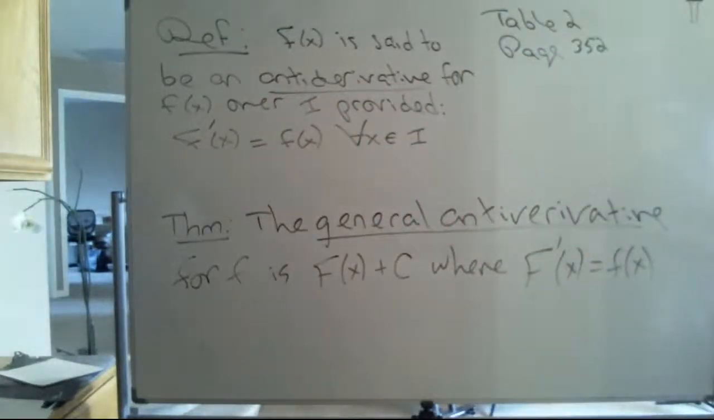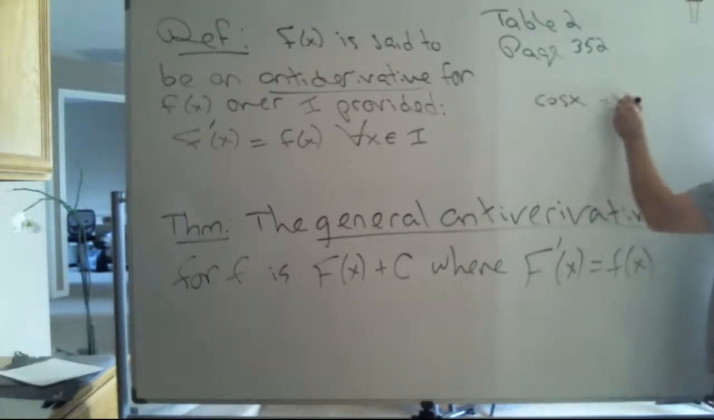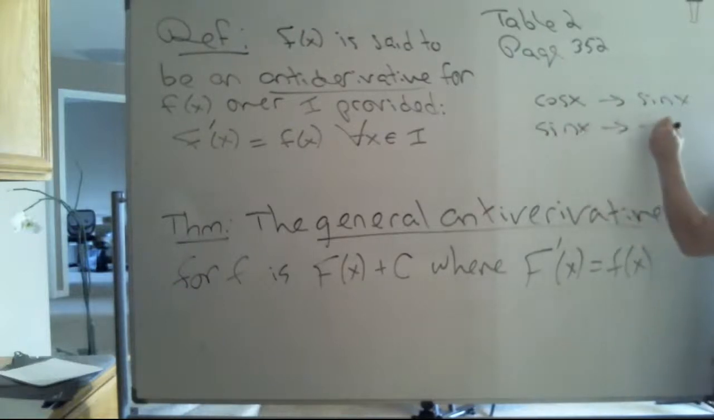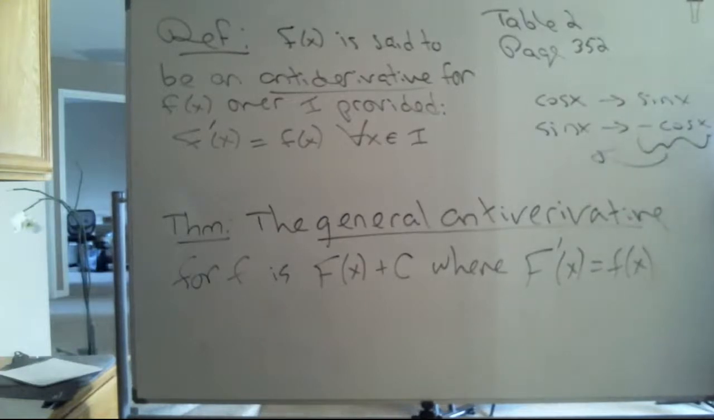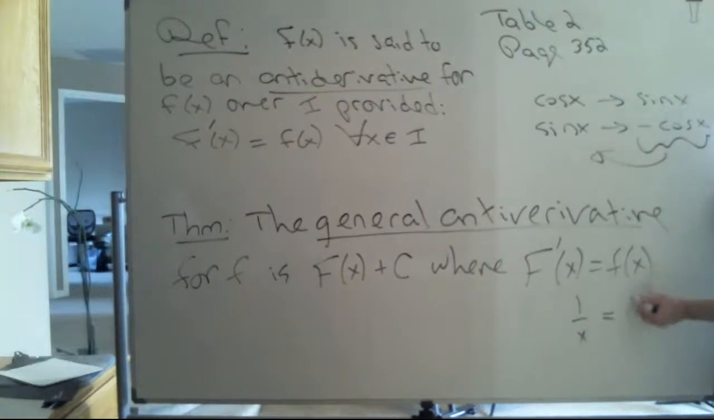So I do think on your own you can probably recognize that an antiderivative for the cosine of x is the sine of x. An antiderivative for sine of x is negative cosine of x, because when you differentiate that, that's what you get. An antiderivative for 1 over x is the natural log of x. As a matter of fact, notice this relationship. I shouldn't say equal, sorry, I meant arrow.